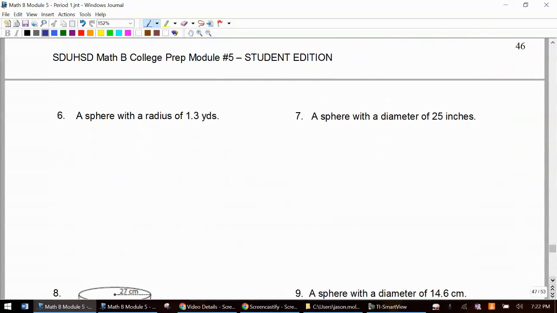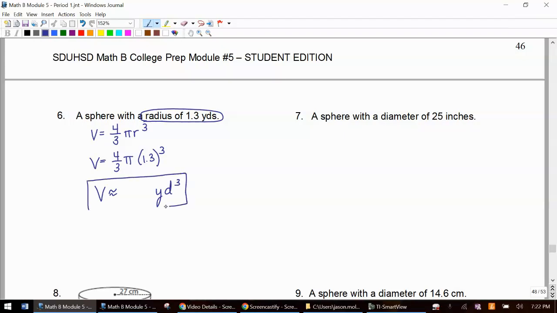This time they don't give us a picture. We're going to pick which formula we want to use. I'm going to stick, I just out of habit use this one. And they gave us the radius is 1.3. And we're going with cubic yards for this one.